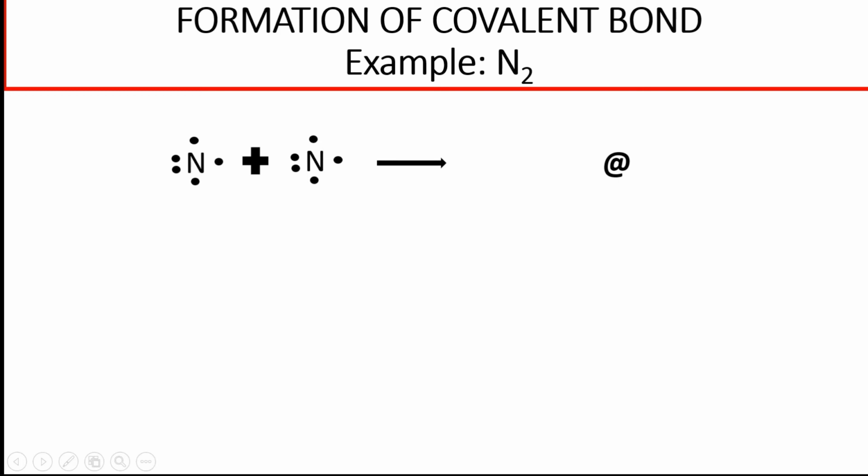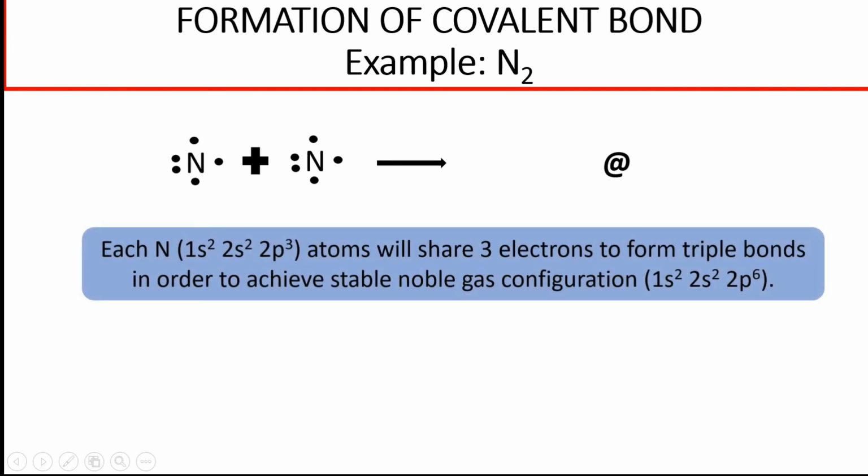So the nitrogen will share the 3 electrons together. Each nitrogen 1s2 2s2 2p3 atom will share 3 electrons to form triple bond in order to achieve stable noble gas configuration 1s2 2s2 2p6. So they will share 3 electrons so that the nitrogen atom can have the same configuration as noble gas. The sharing of electrons will form triple bond. This is the triple bond.